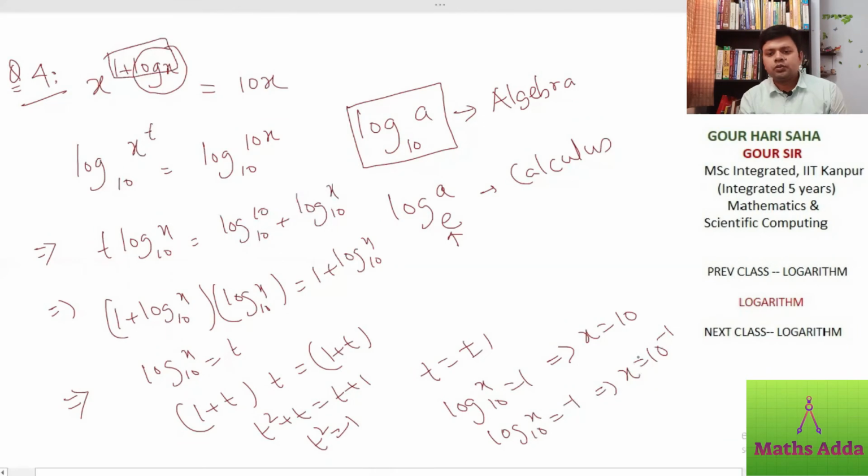Here now you must check if it's working or not. So put x equal to 10 here. Log 10 is defined. Yes, it's okay. So no issues. 1 by 10, if you put here, yes, no issues. So now it's working. So you got two answers, this one and this one.